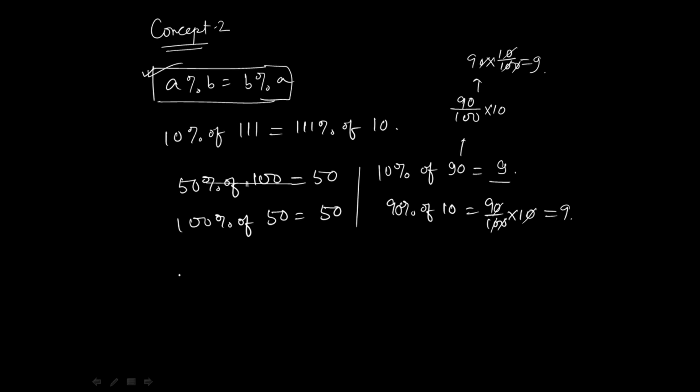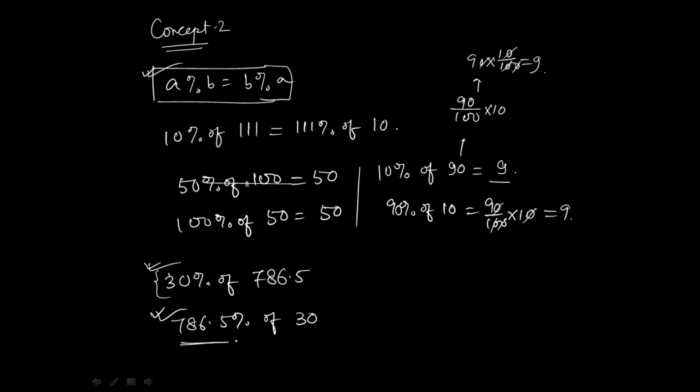A question like 30% of 786.5, you can solve it, right? But if the question comes like 786.5% of 30, this question will come in the exam, not the simpler one. Candidates will get confused in this kind of question. What will you do? You have to apply this concept: A% of B is equal to B% of A.